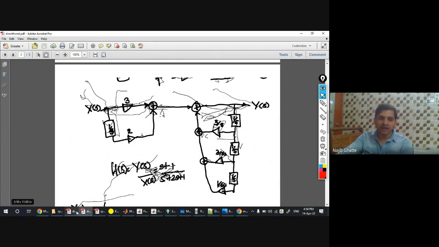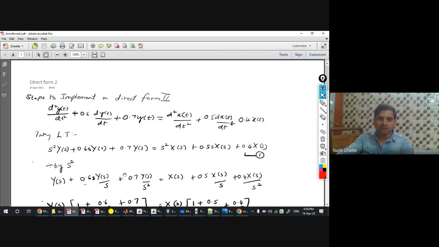Now we move towards direct form 2. If you talk about direct form 2, first and foremost, as per the examiner, this will be the differential equation given in front of us, which goes like d square by dt square y of t plus 0.6 d by dt y of t plus 0.7 y of t equal to d square by dt square x of t plus 0.5 d by dt x of t plus 0.4 x of t. Again, we have y of t in the left half, and we have x of t in the right half.